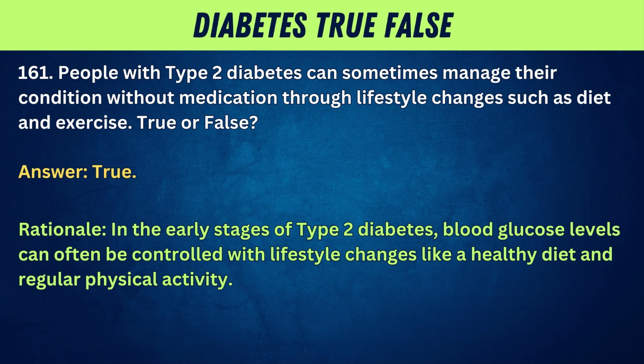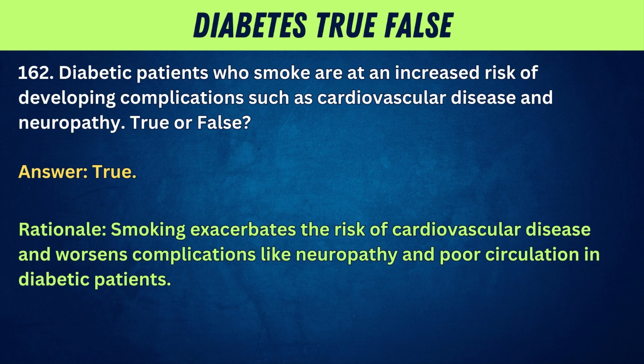Rationale: in the early stages of type 2 diabetes, blood glucose levels can often be controlled with lifestyle changes like a healthy diet and regular physical activity. 162. Diabetic patients who smoke are at an increased risk of developing complications such as cardiovascular disease and neuropathy. True or false? Answer: true.